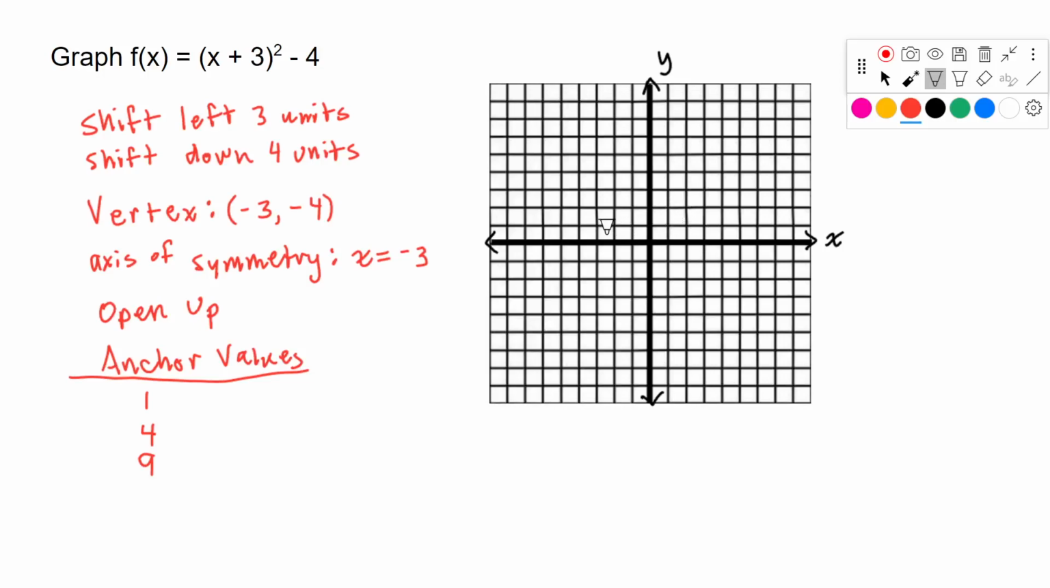So I'm going to begin by plotting that vertex, left 3, down 4. If you would find it helpful, go ahead and draw that axis or line of symmetry through that vertex so that you see what you're working around. To get other points for my parabola, as I move 1 to the right, I'm going to move up 1. Move 2 to the right, I'm going to move up 4. 3 to the right of that vertex is going to be up 9.